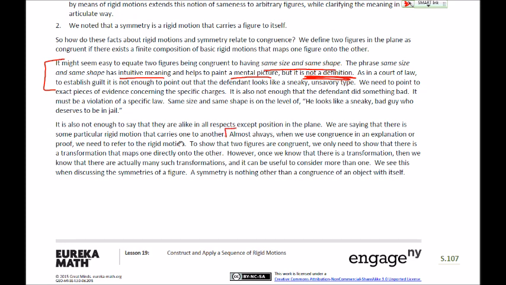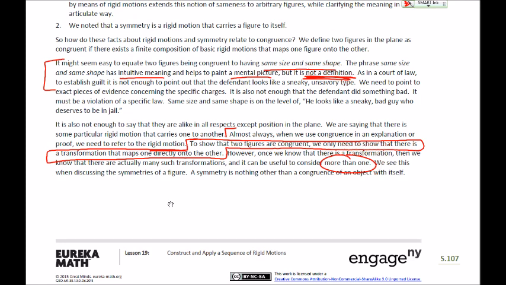Down here it says, almost always, when we use congruence in an explanation or proof, we need to refer to the rigid motion. To show that two figures are congruent, we only need to show that there is a transformation that maps one directly onto the other. So I'm going to circle this part, because to me that's a pretty important phrase in helping me understand what congruence is. In order to show that two figures are congruent, I need to show that there is a transformation, or more than one transformation, that maps one directly onto the other.